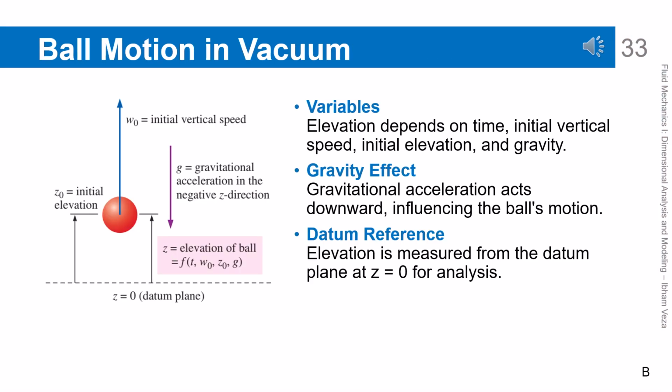Ball motion in vacuum. The motion of a ball in vacuum is used as an example of applying dimensional analysis to a classical mechanics problem. The height of the ball depends on time, initial velocity, initial position, and gravitational acceleration. All these variables can be combined into dimensionless groups to simplify the analysis. With this approach, the motion behavior can be presented in a more general way. This example shows how the method works on a simple system.